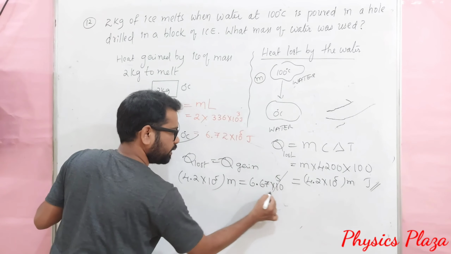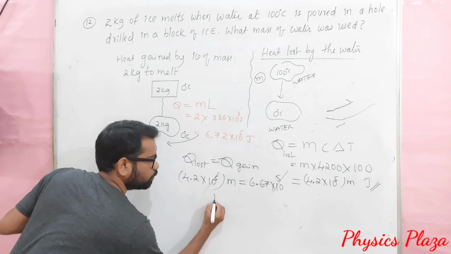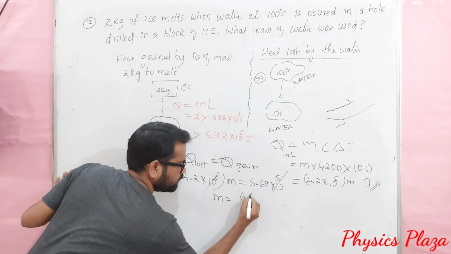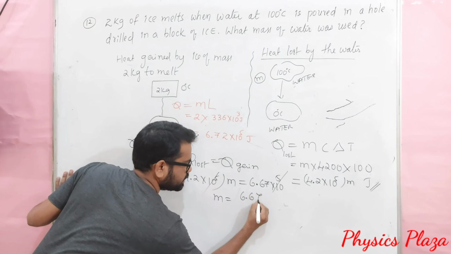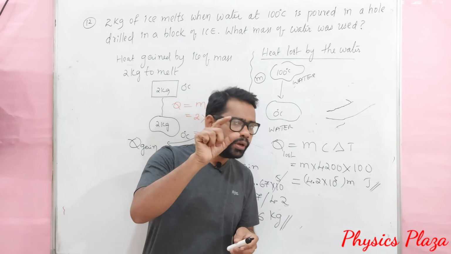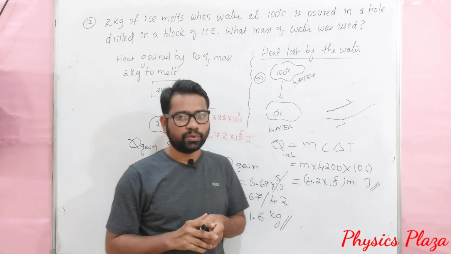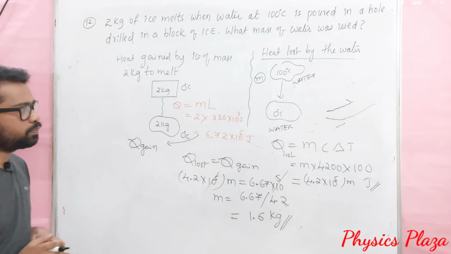So here 10^5 gets cancelled. So m is equal to 6.67 divided by 4.2, and you will get 1.6 kg. So children, 1.6 kg of water at 100 degrees Celsius is needed to melt the ice of only 2 kg. Only 2 kg. Okay, children, do it.